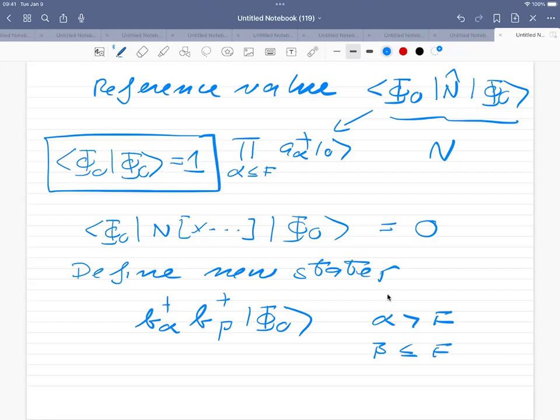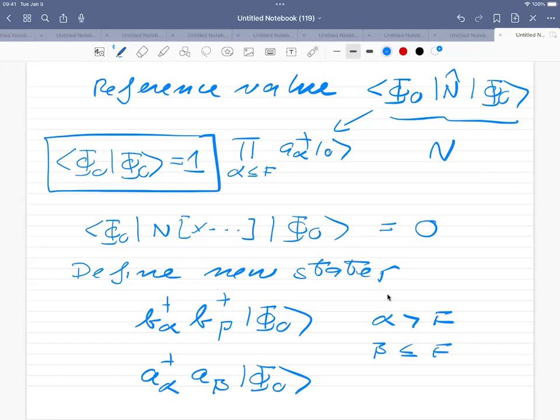So what that means is that if we go back to the original operators, we have a creation operator and we have an annihilation operator. So we're actually removing a particle from a state beta below the Fermi level, and then we are creating a new particle in a state alpha above the Fermi level. So this would just be an example of a new state which we can create with this set of operators.